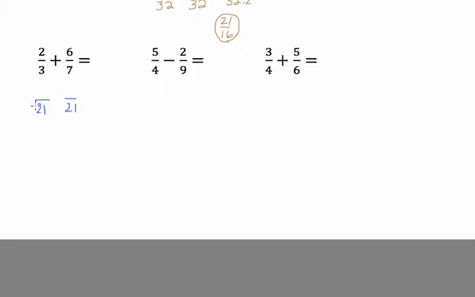How did 3 get turned into 21? By timesing by 7. So times the top by 7 as well. How did 7 get turned into 21? By timesing by 3.